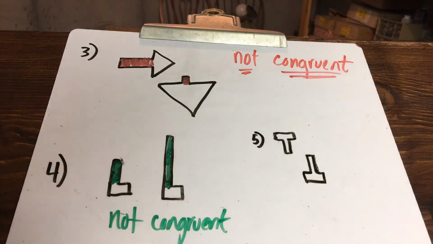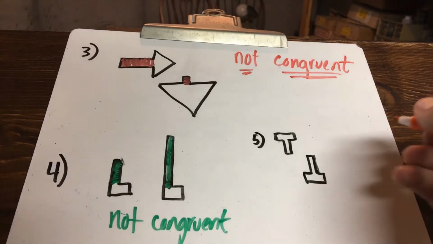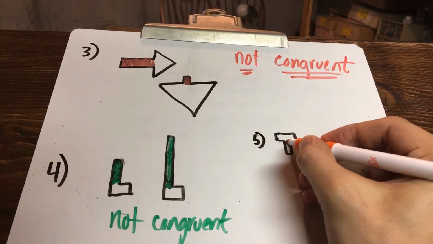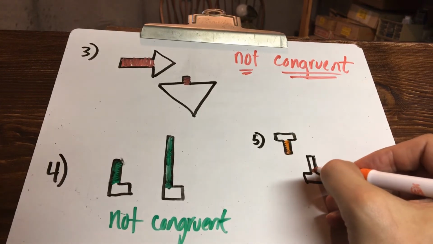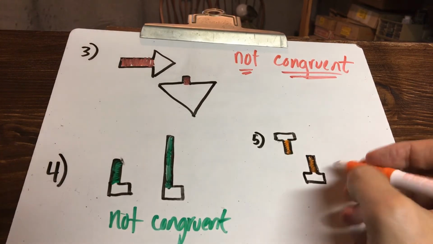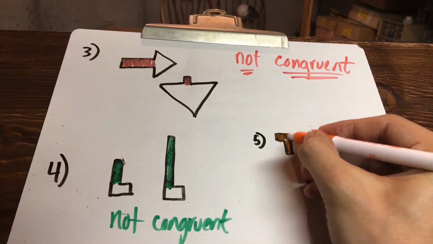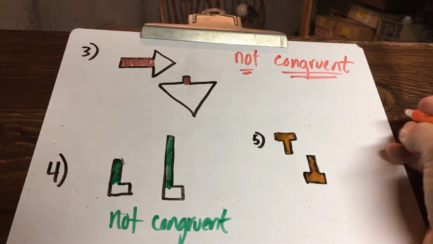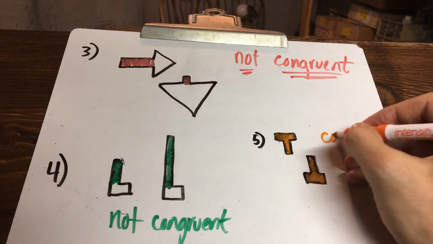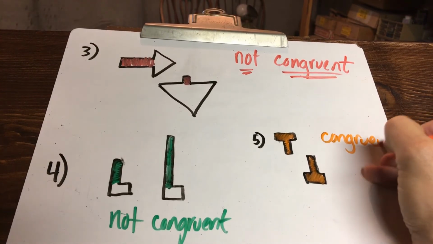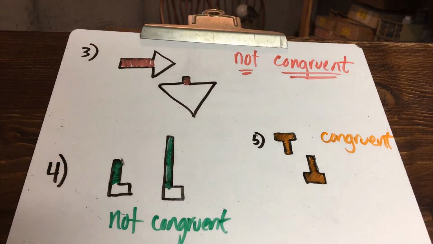But my last one, I believe, is congruent. I did my best to make it congruent, right? This piece right here looks like it's about the same size as this piece right here. And this piece right here looks like it's about the same as this. So these are congruent. It is the same shape. It's a letter T. It is the same size. So these are congruent.